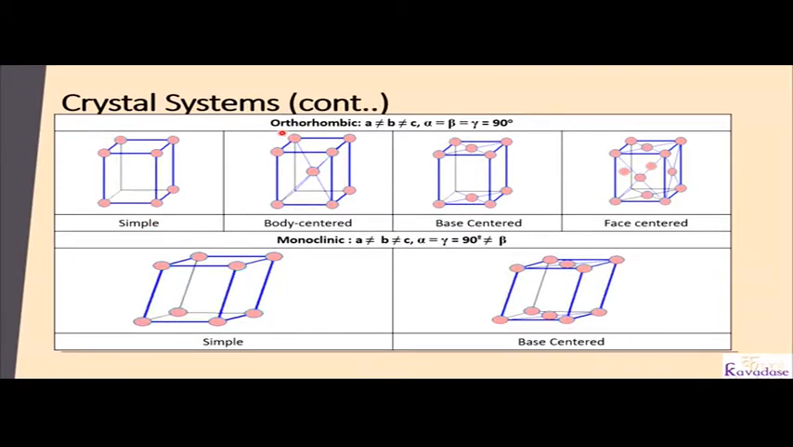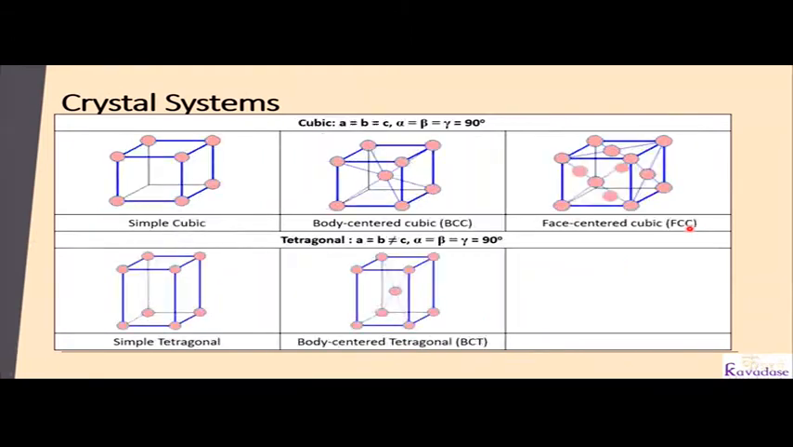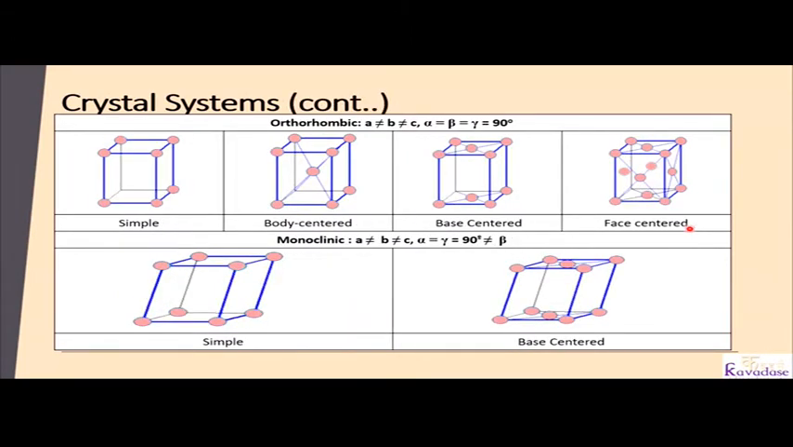Then next is orthorhombic, where A is not equal to B and B is not equal to C, meaning all three lengths are different, and alpha equals beta equals gamma equals 90, meaning the angles between them are 90. In this category there are 4 unit cells: simple orthorhombic, body centered orthorhombic, base centered orthorhombic, and face centered orthorhombic. So this is 5 plus 4, 9.